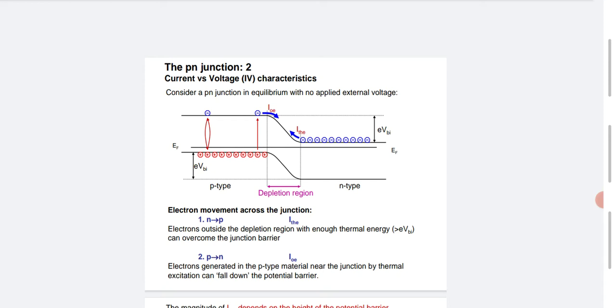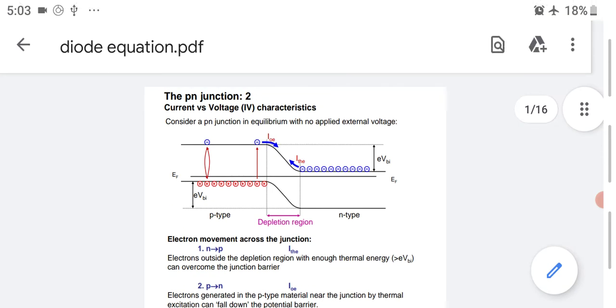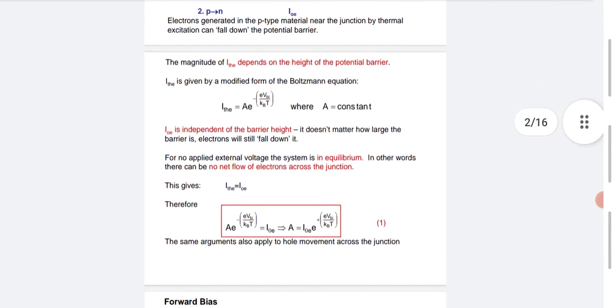So at equilibrium what happens? The current will be drift. So charges will drift according to nature's law, from the higher carrier concentration to the lower carrier concentration. So electrons diffuse across to the p side and holes diffuse across to the n side. So the magnitude of the current depends on the height of the potential barrier.